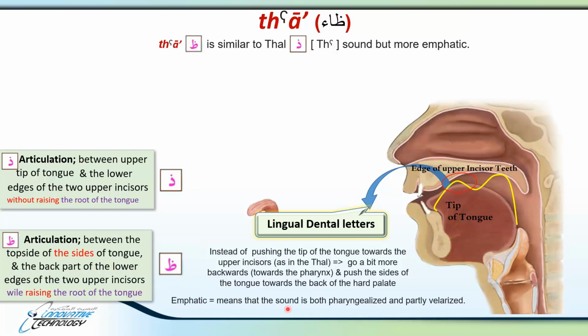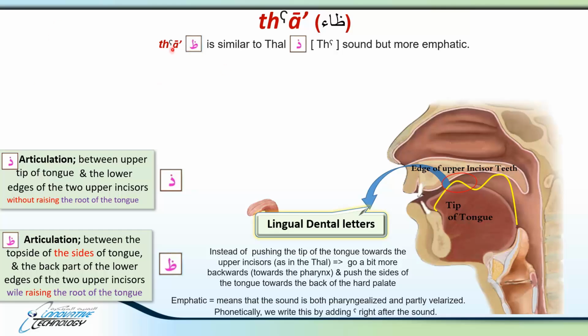It is more emphatic, meaning that the sound is both pharyngealized and partly velarized. It means that the sound is deeper than the other sound. As we said, it is deeper, and it is phonetically written by adding a reversed question mark after the va.